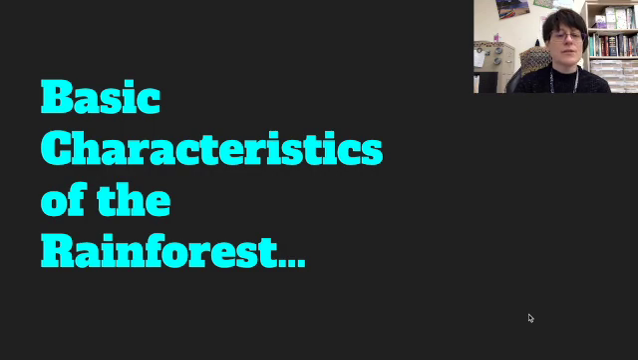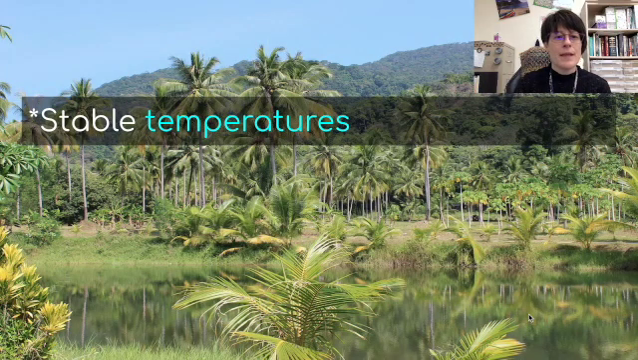So some basic characteristics of the rainforest. Now remember, there is rainforest in different parts of the world. There's rainforest in South America, there's rainforest in Africa, there's also rainforest in the Pacific Ocean on many islands and in Australia. So there are many different places with rainforest. Some of the common characteristics, though, are that they have very stable temperatures. The temperature does not fluctuate much throughout the year because these areas tend to be very close to the equator.